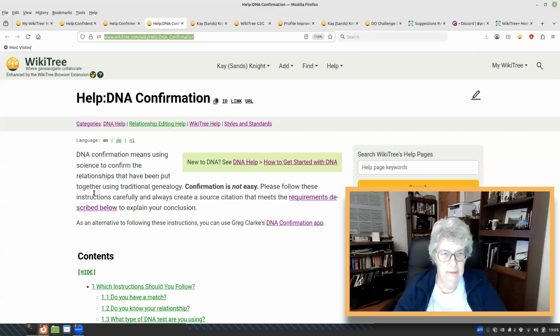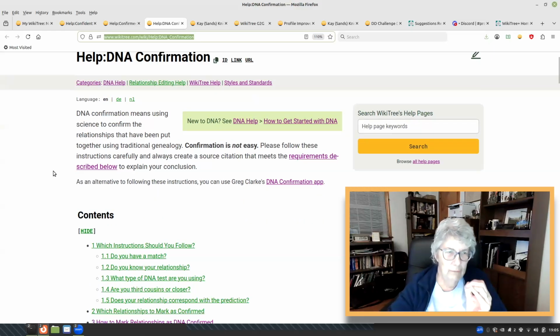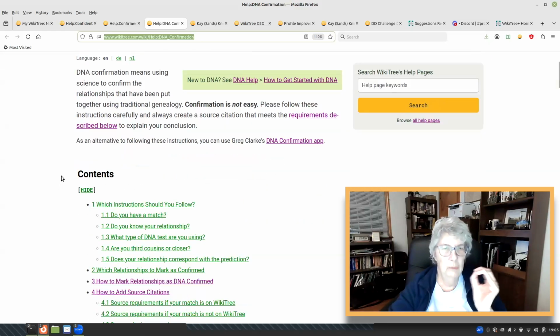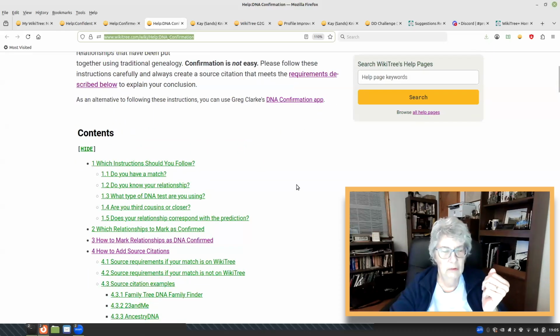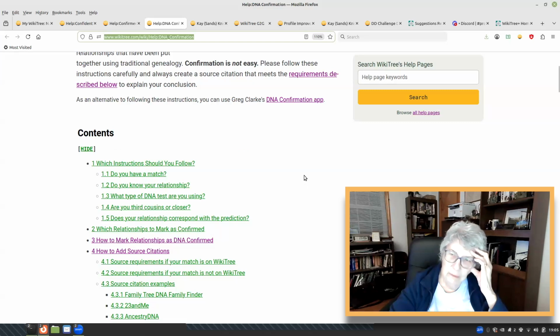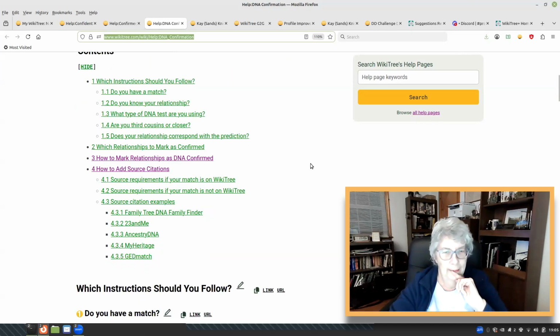Here's the help page on DNA confirmation. And I think the second sentence is the most important. It's not easy. So if you're doing a DNA confirmation, you want to follow these instructions, and you probably want to read them about 6 times. And if you still don't understand them, John Kingman might be able to help you. I think that's his role.